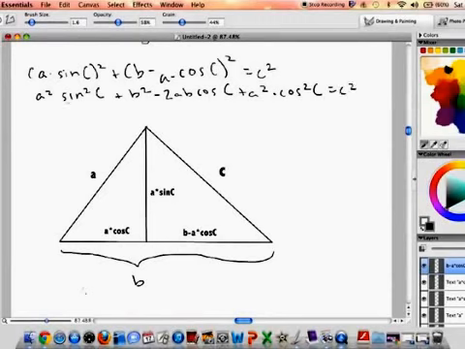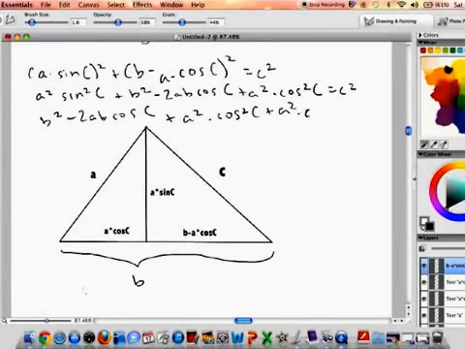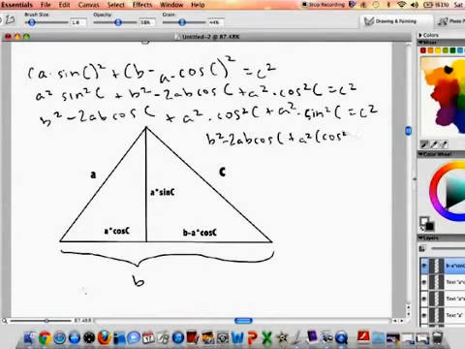And then if we move this term over here, we'll get b squared minus 2ab cos C plus a squared times cos squared C plus a squared times sine squared C is equal to c squared. And then we can factor the a squared. So we'll get b squared minus 2ab cos C plus a squared times (cos squared plus sine squared) is equal to c squared. But then we know from the Pythagorean trig principle that this is equal to 1.